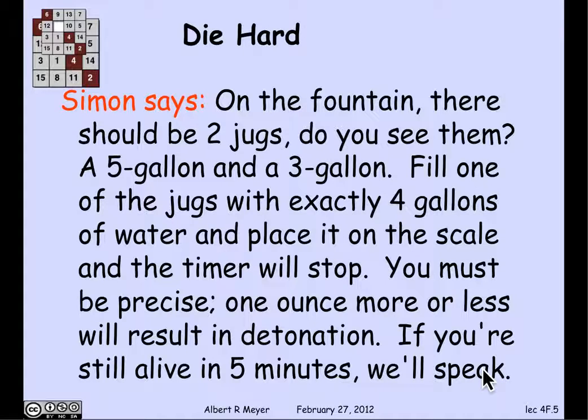And what Simon says to them as they stand behind the fountain in the park, shown on the previous slide, is that on the fountain there should be 2 jugs. Do you see them? A 5-gallon and a 3-gallon. Fill one of these jugs with exactly 4 gallons of water and place it on the scale, and the timer will stop. The timer and the scale are not shown in that picture, but there's a scale and a timer nearby. You must be precise. 1 ounce more or less will result in detonation. If you're still alive in 5 minutes, we'll speak.